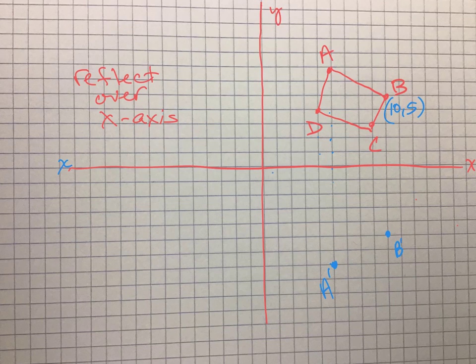C would be 1, 2, 3, 4, 5, 6, 7, 8. 8, 3. So that's 3 above. So you go 3 below. And that's your C prime. And your D is 1, 2, 3, 4. You go 4 below. And you use a little tick mark to show that's your reflection. Okay, and that's the reflection.